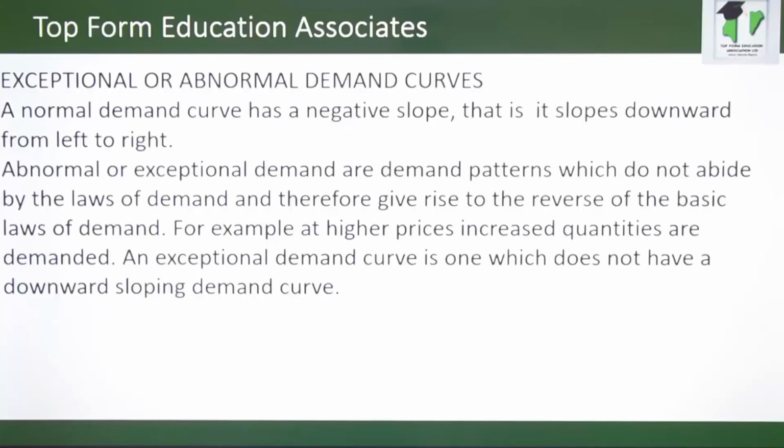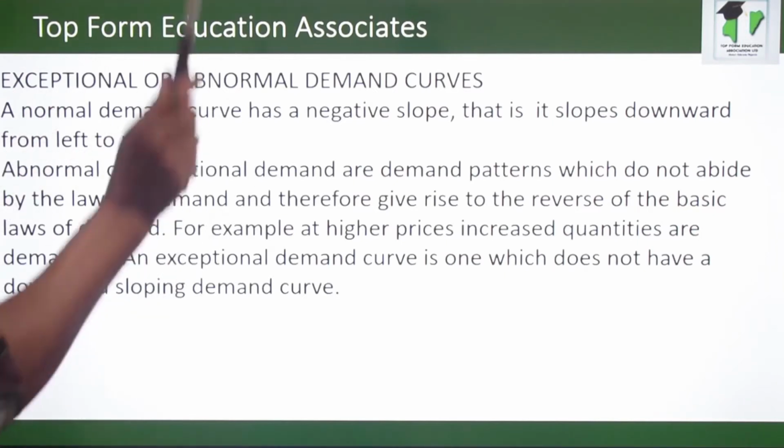Now, what is abnormal demand or exceptional demand? We are told that the normal demand curve slopes downwards from the left to the right. So anything that goes contrary to it is abnormal. If you see a demand curve that slopes upwards, it's abnormal.